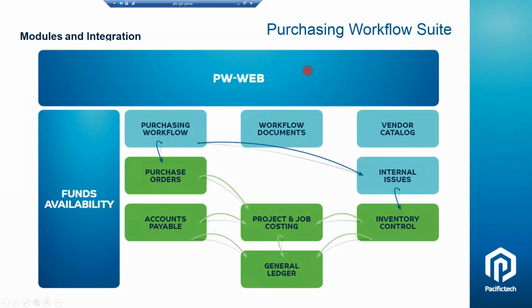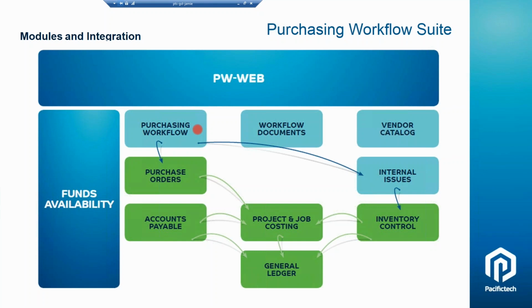Okay, now this next diagram is looking at purchasing workflow just specifically now, which is what we're focusing on today. So you can see in the green boxes are the Sage 300 modules. So we've got general ledger, accounts payable, purchase orders, inventory control, and project and job costing. And then you can see the modules within the purchasing workflow suite are in the blue boxes.